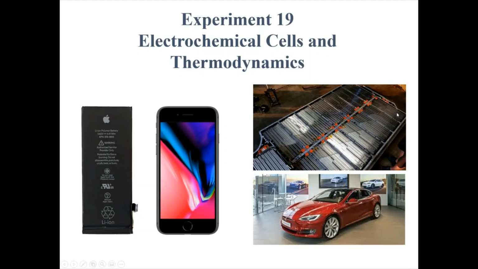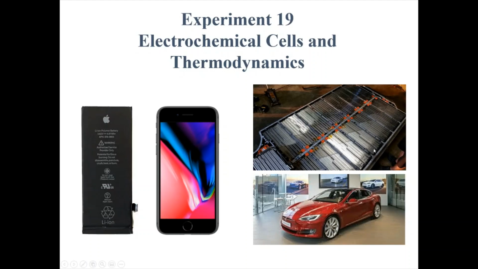So when you are driving down the road in your Tesla, that cell is working as a voltaic cell, and the E cell is going to be such that it's spontaneous and is going to have a positive cell potential, a negative value for delta G, and can do work.